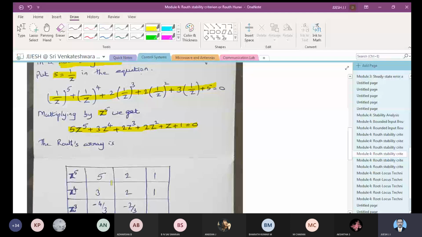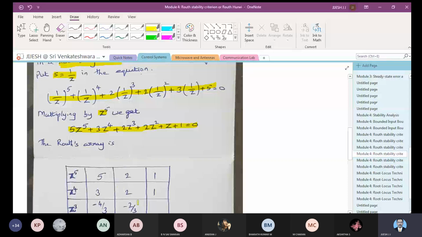So that is 3 into 2 minus 5 into 2. So you'll get minus 4 by 3. Then you'll get minus 2 by 3. You can keep doing it. So you will keep doing it. You'll be getting 1 by 2, 1 and 2. And then further 1.